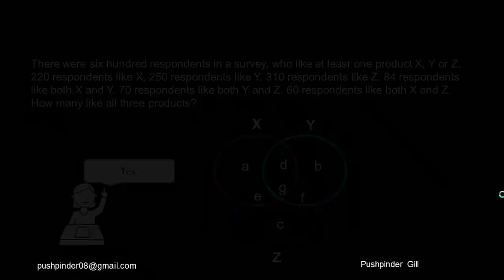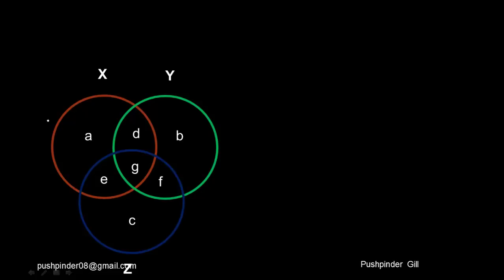So this is the typical description of that. Now just the way we did in two aspects, let us understand each area one by one. If I ask you how many of the respondents like only product X, that would be this area over here, A. Similarly, only product Y would be liked by B, and only product Z would be liked by C.